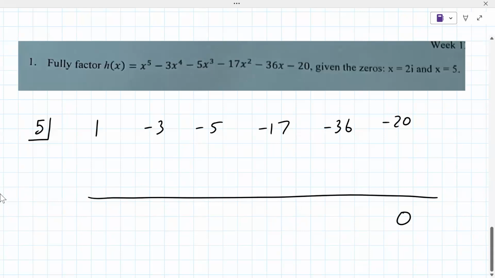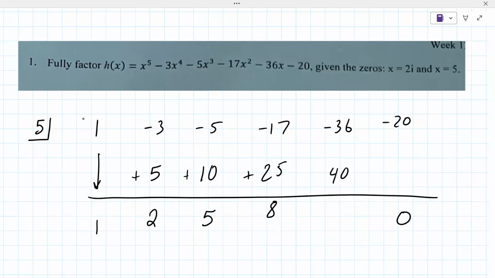All right, so you start by bringing the 1 down, and then you multiply the 1 times the number in the box, 5. Then 2 times 5 is 10. Add, you're always adding vertically if that's not clear. This 5 times this 5 is 25. You're adding, that's 8. 8 times 5 is 40. That's 4, 20, and you do get 0. Is that okay? Yes.